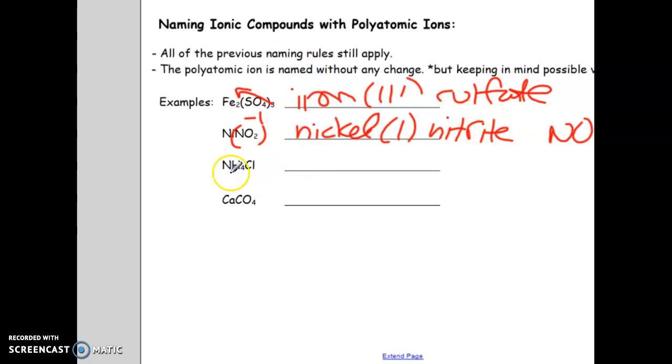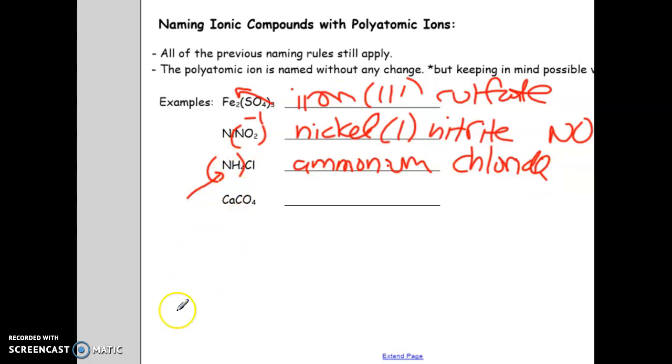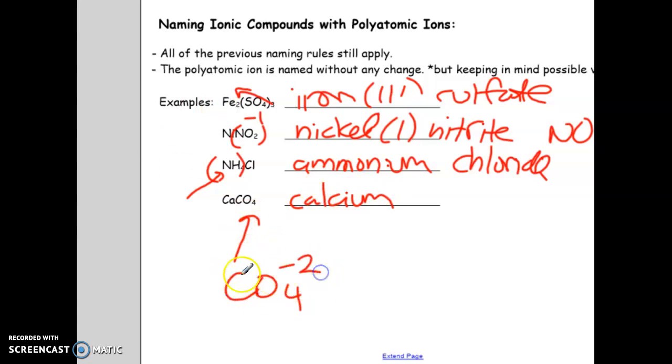nitrite. Okay, here we have ammonium chloride. So the NH4 is a polyatomic ion. Here we have calcium, and CO4 is a variant of carbonate, which has one more oxygen. So this is calcium percarbonate.